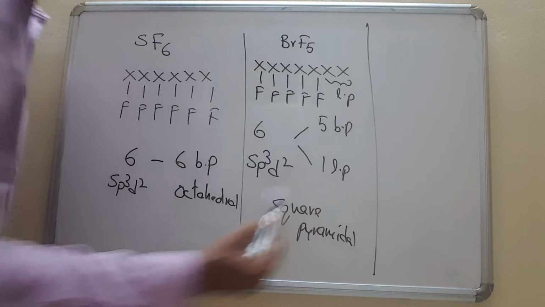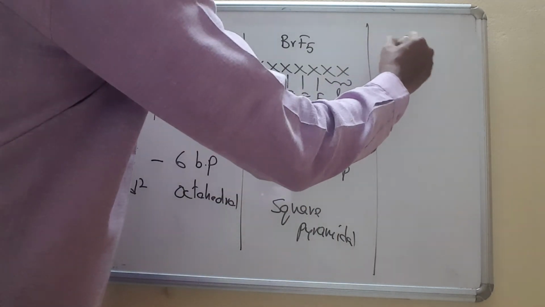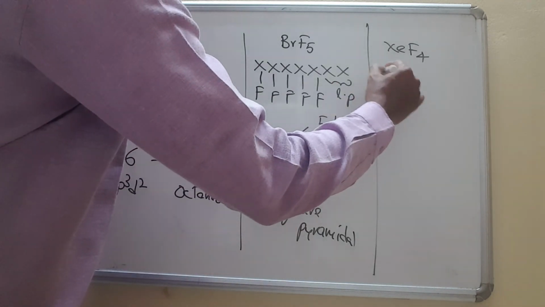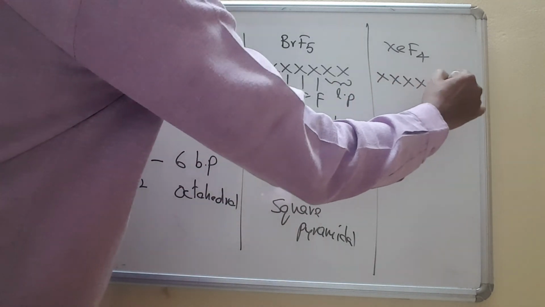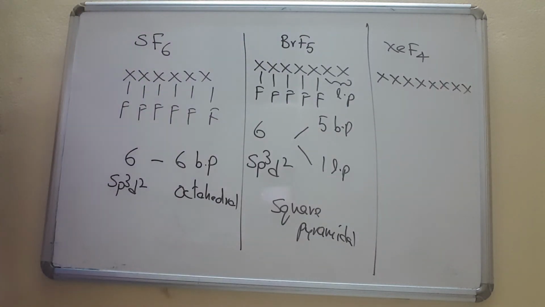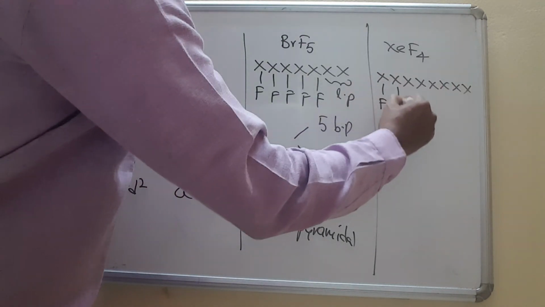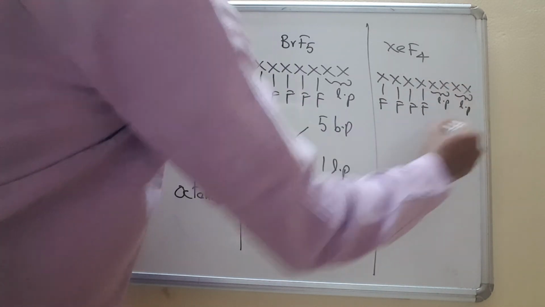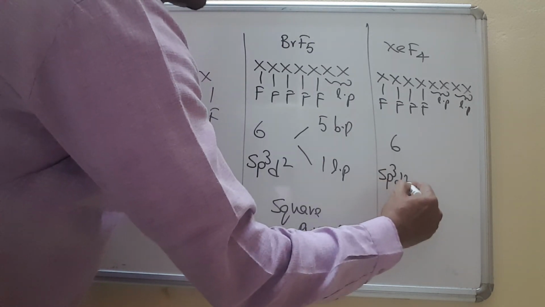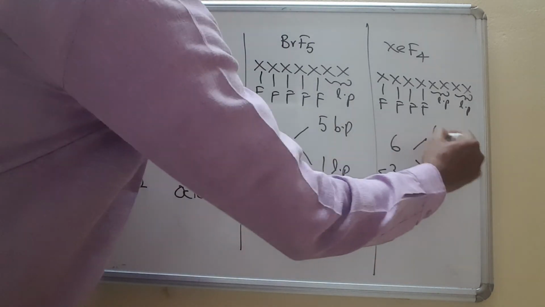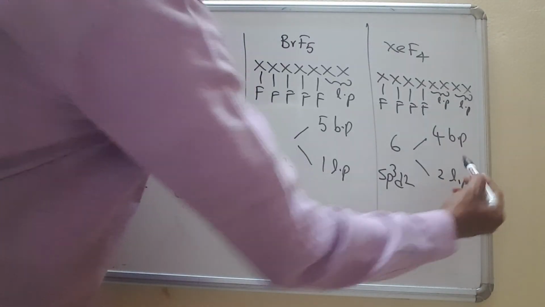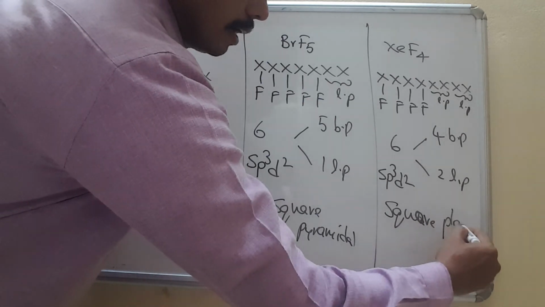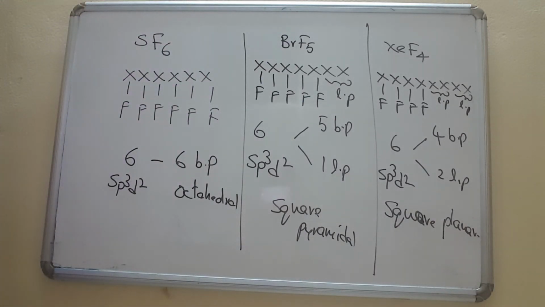Okay, then finally another one is XeF4. So here xenon is a seventh group element, sorry, eighth group: 1, 2, 3, 4, 5, 6, 7, 8. Noble gas, eighth group element. How many fluorines are there? 1, 2, 3, 4. The remaining are lone pairs, lone pair and lone pair. Total pairs is 6. Hybridization is sp3d2. So among the 6, 4 bond pairs and 2 lone pairs. So its geometry is square planar. Okay.